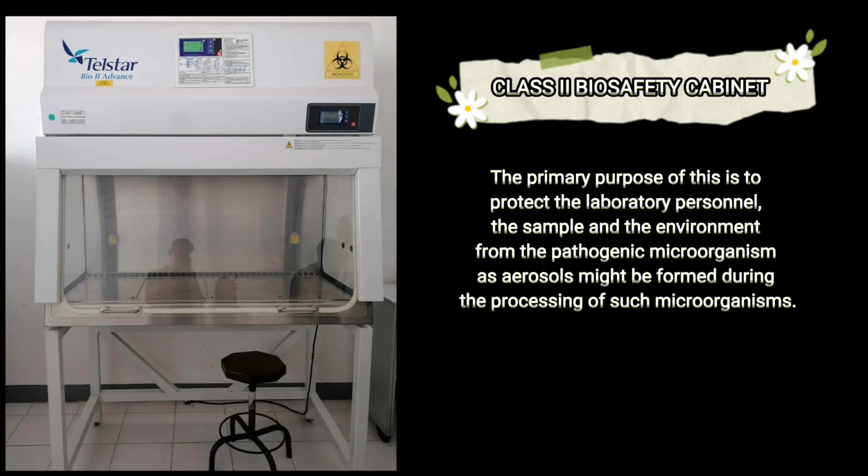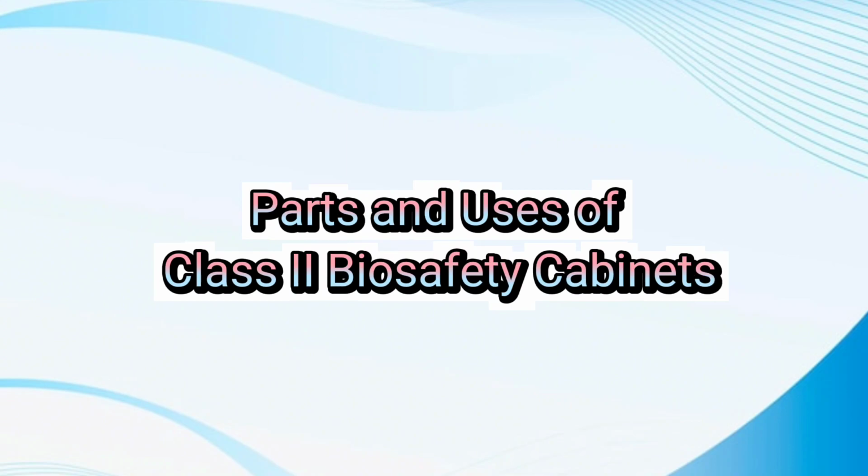So as we can see, this is a Class 2 biosafety cabinet. The primary purpose of this is to protect the laboratory personnel, the sample, and the environment from the pathogenic microorganisms, as aerosols might be formed during the processing of such microorganisms. Here are the parts of Class 2 biosafety cabinets.